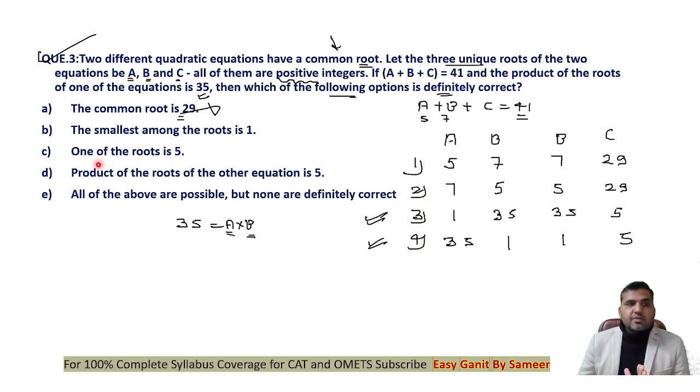It is not happening in case 2. One of the roots is 5 in this case, and in this case, and in this case. Now, this is the only possible statement which is happening in all four.